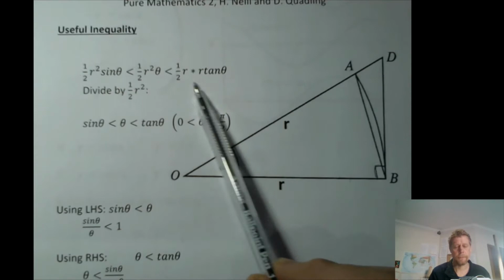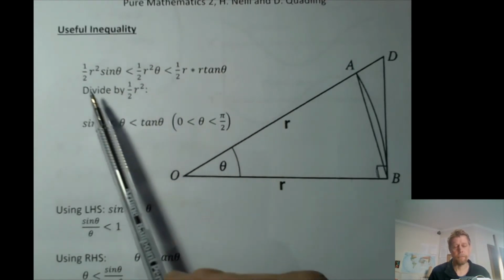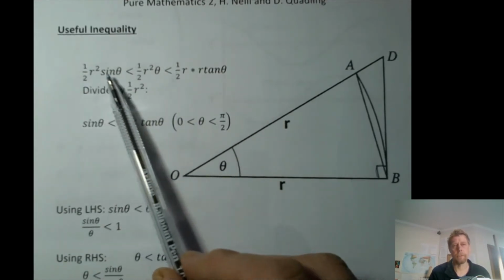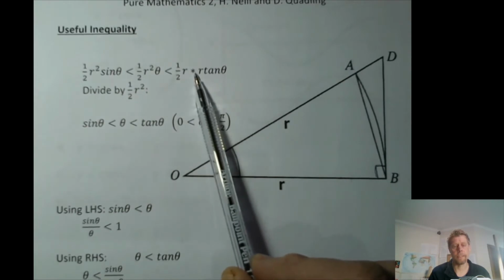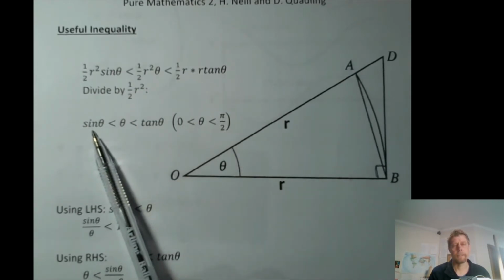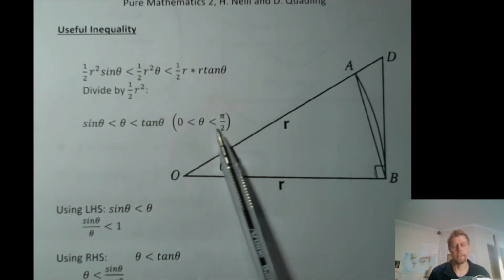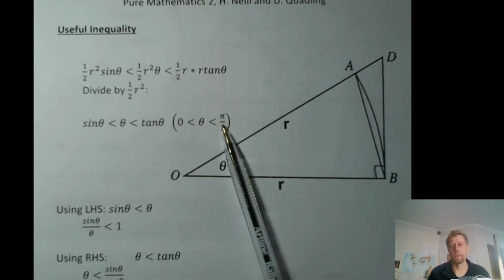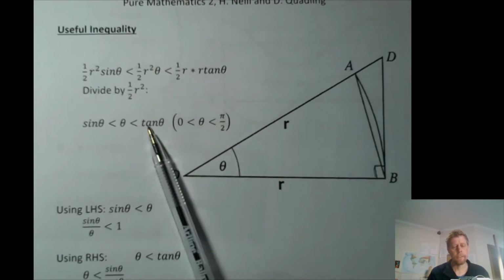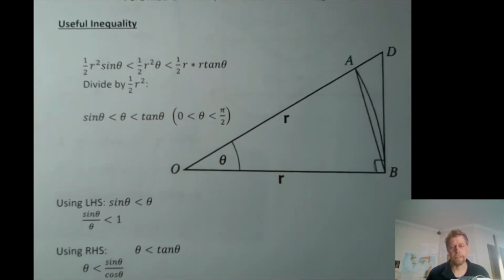So if we multiply this out and divide by half r squared, because each one of them has a half r squared, we end up with sine theta is smaller than theta, which is smaller than tan theta. And this only works for theta between 0 and 90 degrees. So that's a useful inequality, and it's used for proving differentiation of cos and sine.